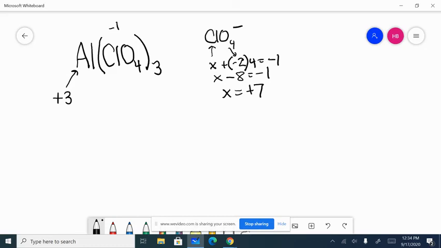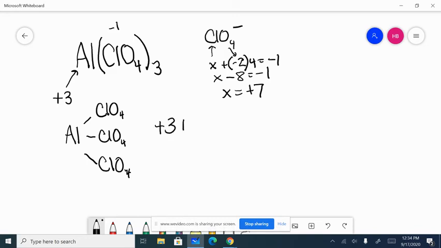Or I can say this aluminum perchlorate here really means that there's 1 aluminum and 3 of these polyatomic ions, like such. That's what that really means. So I could say I know I have one aluminum that has a charge of +3. I know I have 3 chlorines that I don't know what the charge is. I know that I have 12 oxygens that have a charge of -2. And I know it's a compound, so it's electrically neutral.